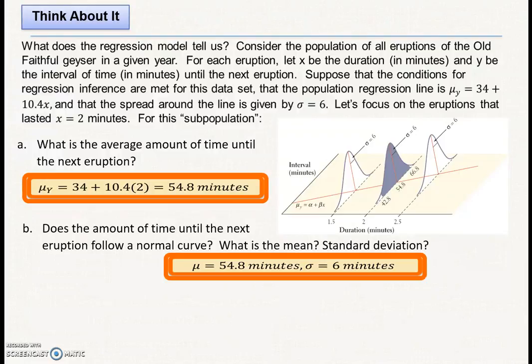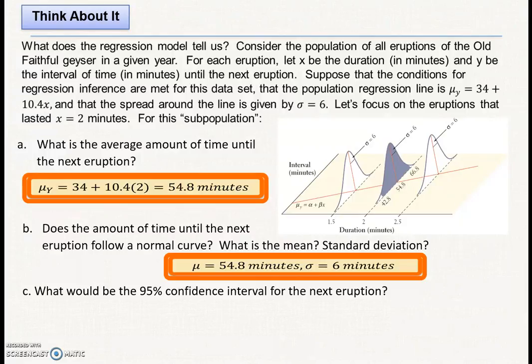Okay, so we've got a mean, we've got a standard deviation. They gave us sigma of 6. So let's talk about this 95% confidence interval. Let's just go ahead and be very approximate with this. Think about the empirical rule, the 68, 95, 99.7 rule.